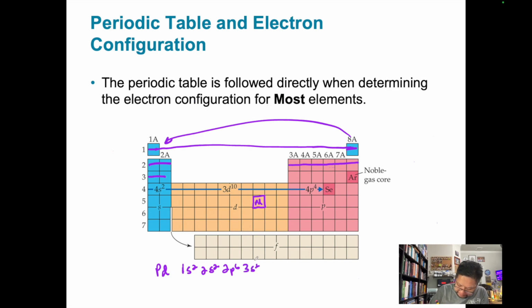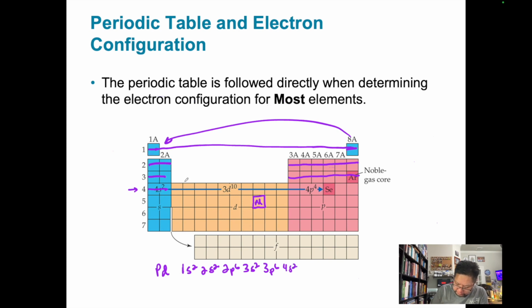3s2. And then next row on the P block is that one. So that's 1, 2, 3, 4, 5, 6. That's 3p6. Okay. So we'll wrap back around again to the 4th row right here. That's 4s2. That takes care of that.